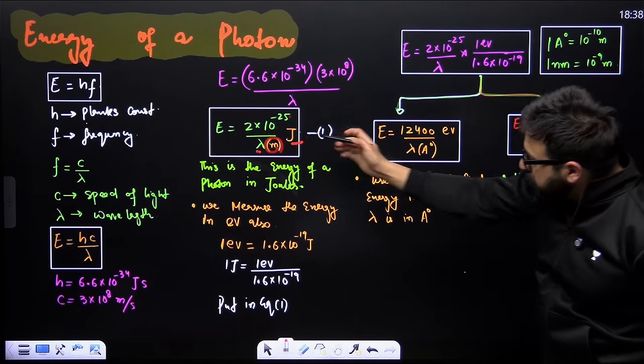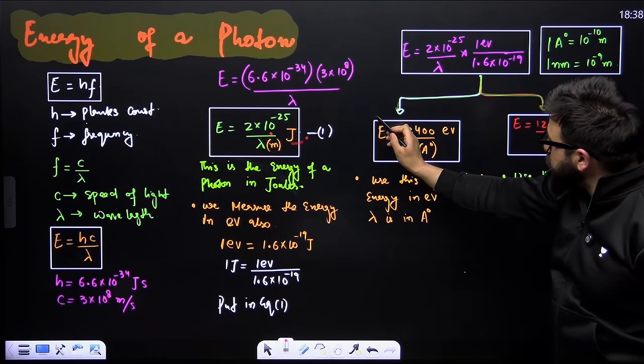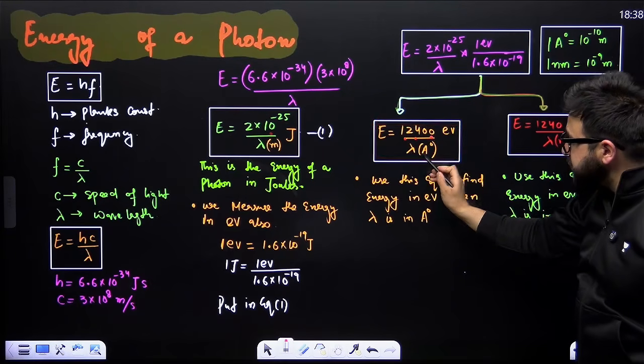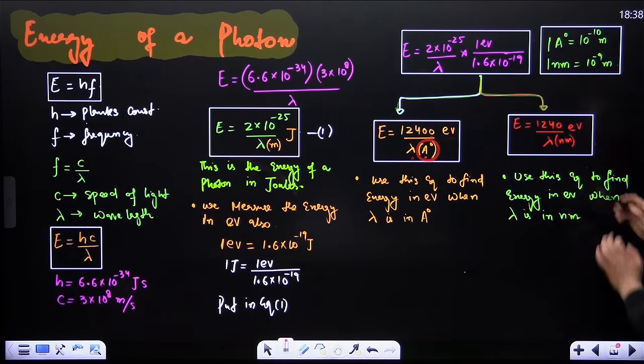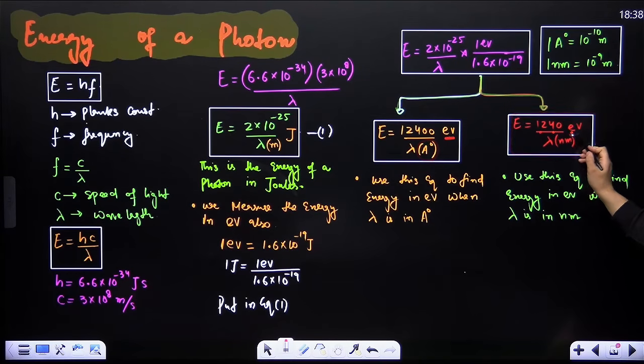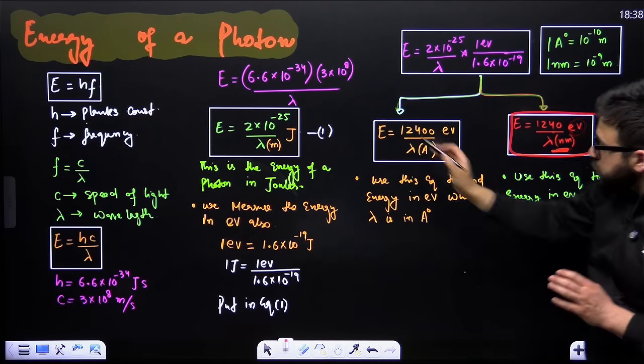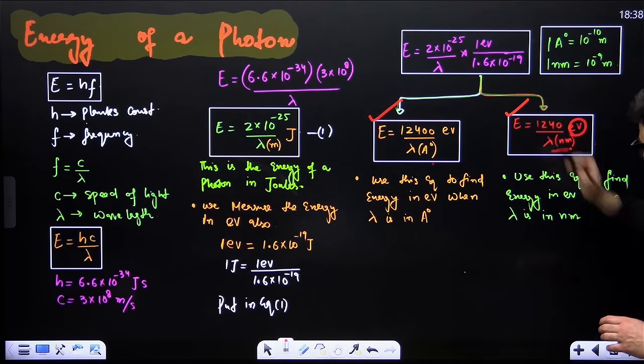Then further, my dear NEET aspirants, energy of a photon is also equal to 12400 divided by lambda. But here we take lambda in angstrom and energy in electron volts. We also say energy of a photon is 12400 in electron volts, but lambda is in nanometers. So use this when lambda is given in angstrom. Use this when lambda is given in nanometers.